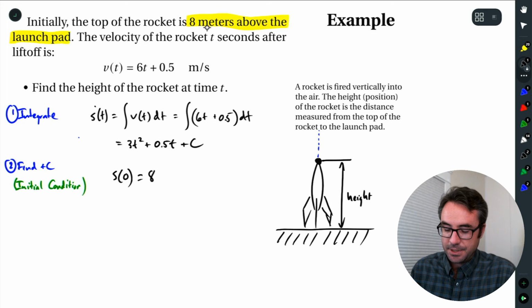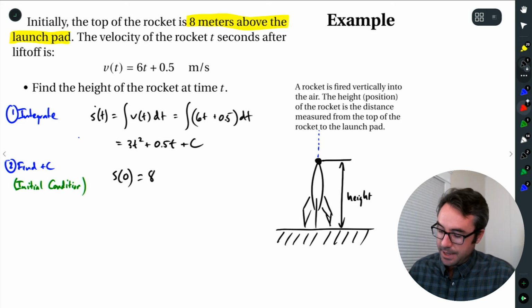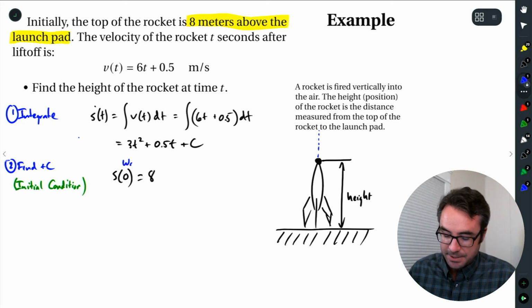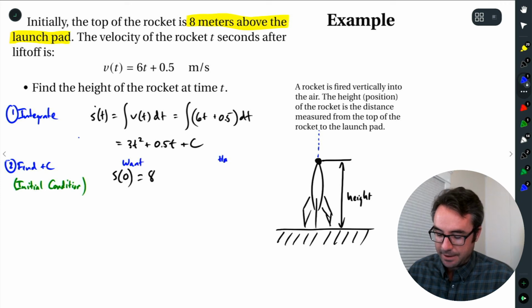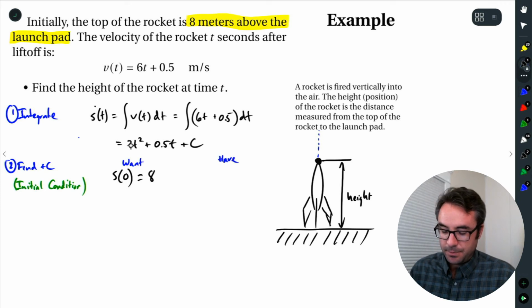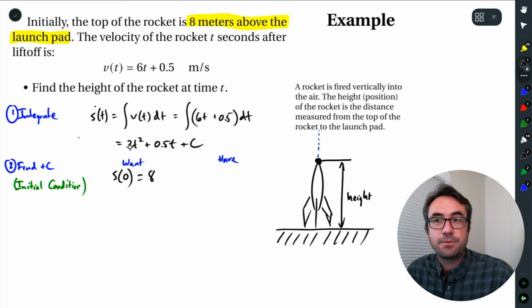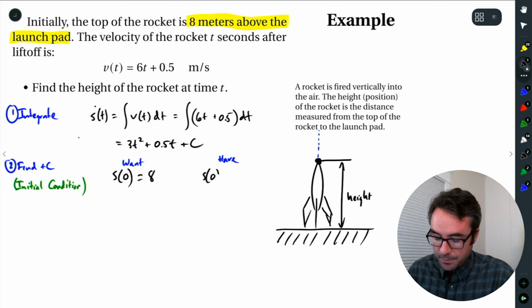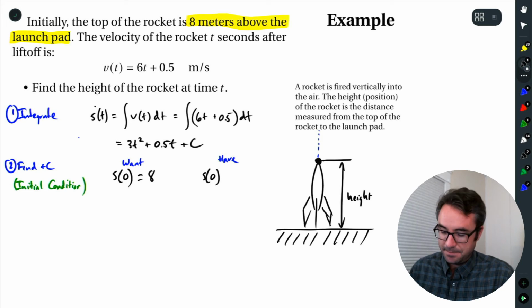So that's what our initial condition is saying, but what do we actually have? So this is what we want it to be. What do we actually have? This is where we look at what we've calculated so far for our position function. So we know S of t is equal to 3t squared plus 0.5t plus c. And let's plug 0 into that and see what we get. Why 0? Well, that's the time we have for our initial condition. So I plug 0 in here, I get 0. Plug 0 into here, I get 0. And then I have my constant c.